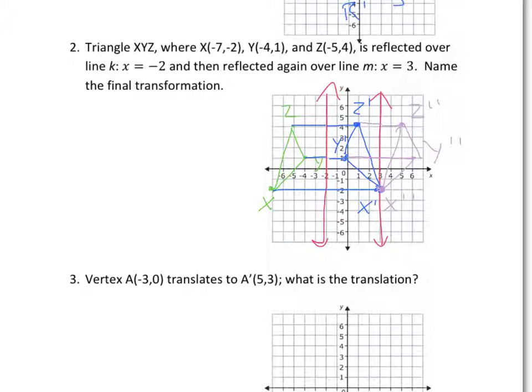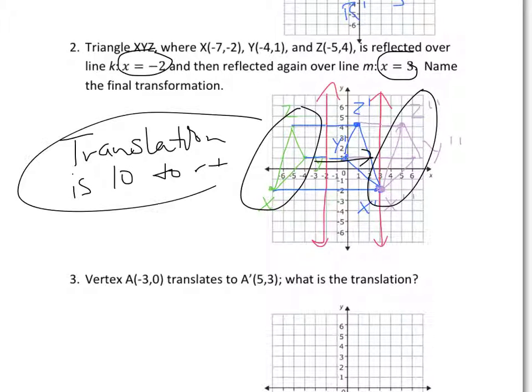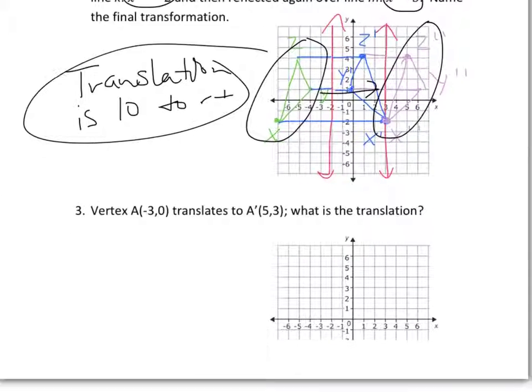Finish it up. And what is this overall transformation? If you look at the start to finish, what's happening? You're sliding it over. Well, how far are you sliding it? Remember I said you could count, obviously, but the slide is twice the distance between the two lines. So what's the distance between the line at 3 and the line at -2? The distance between those two is 5, so twice that is 10. So the translation is 10 to the right. That's the answer.